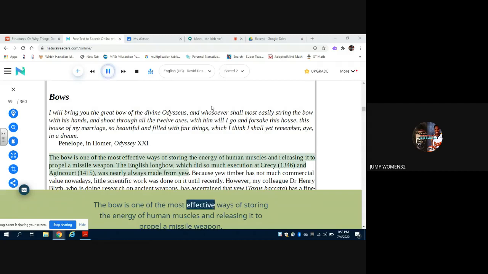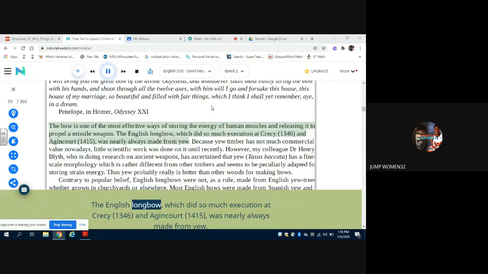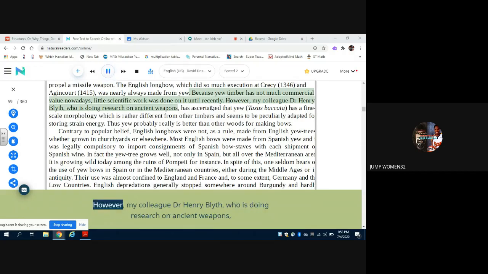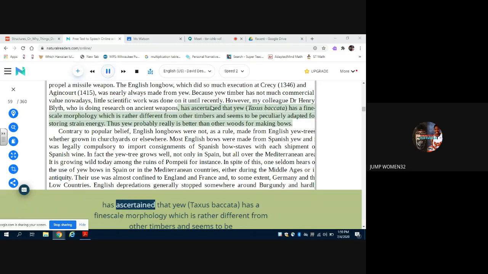The bow is one of the most effective ways of storing the energy of human muscles and releasing it to propel a missile weapon. The English longbow, which did so much execution at Crecy, 1346, and Agincourt, 1415, was nearly always made from yew. Because yew timber has not much commercial value nowadays, little scientific work was done on it until recently. However, my colleague Dr. Henry Blythe, who is doing research on ancient weapons, has ascertained that yew, Taxus baccata, has a fine scale morphology which is rather different from other timbers and seems to be peculiarly adapted for storing strain energy. Thus yew probably really is better than other woods for making bows.